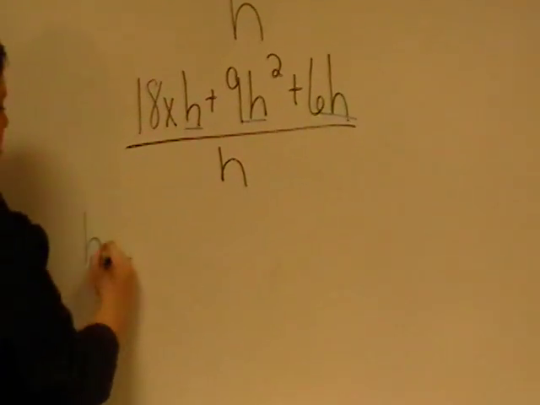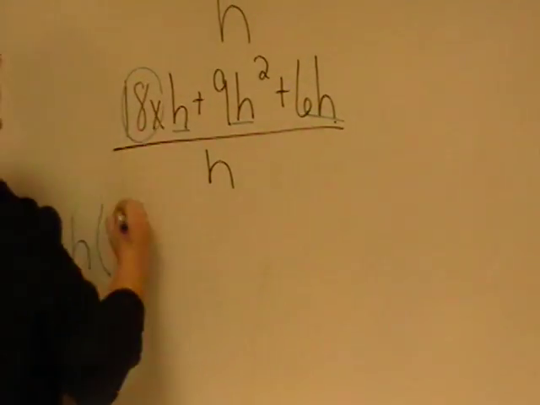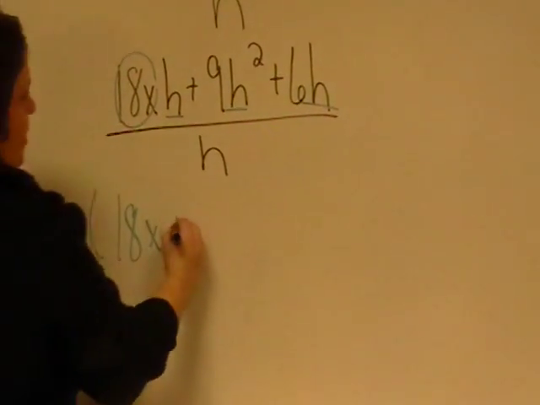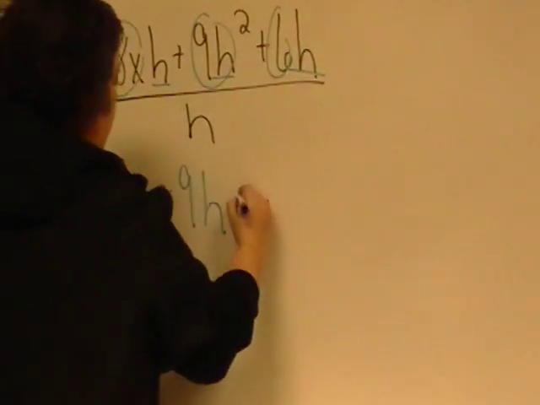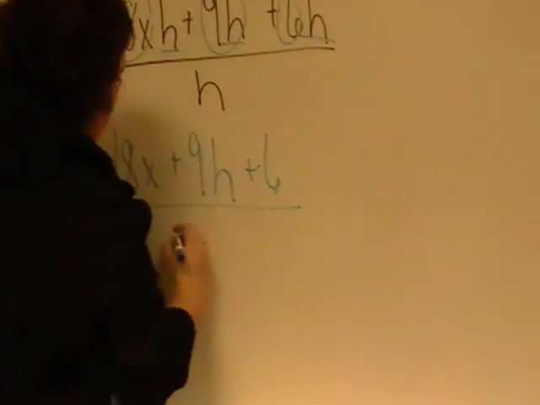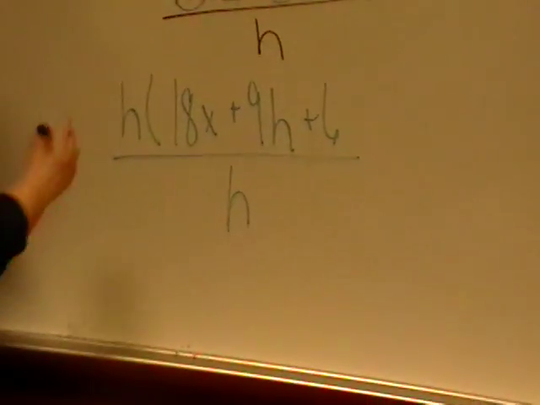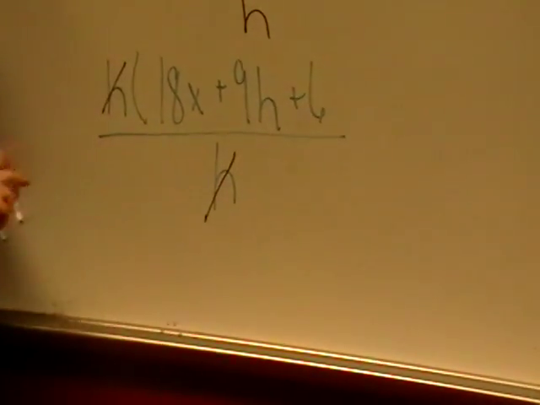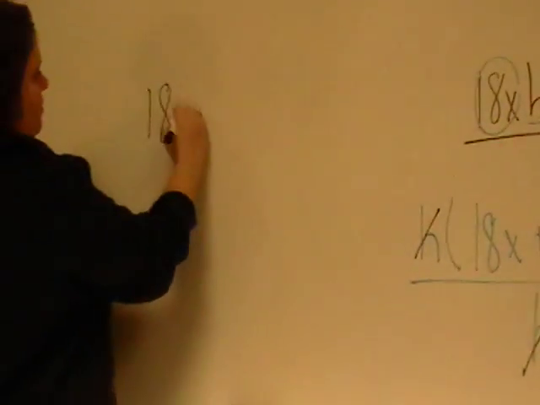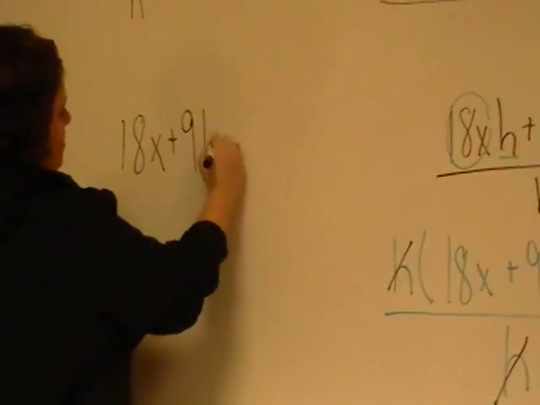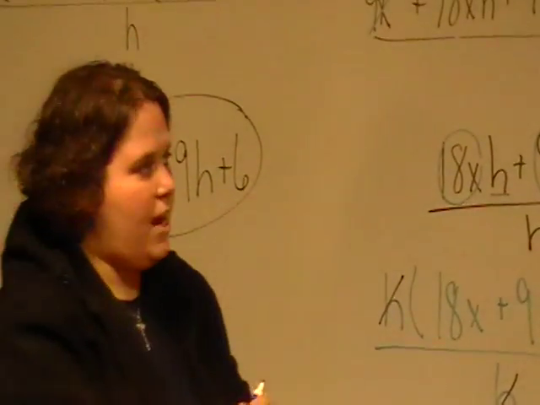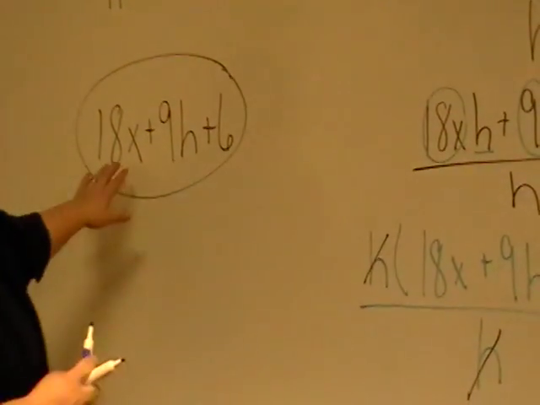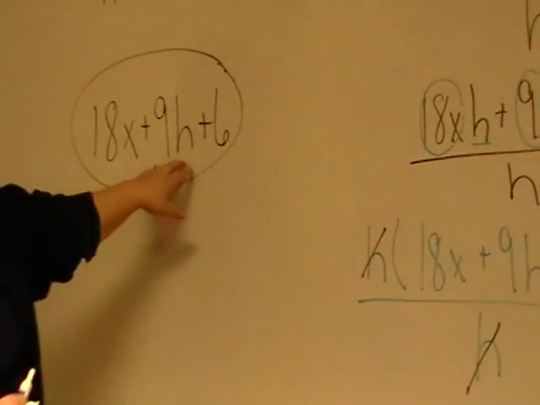So we're going to factor our h. What's left is 18x plus 9h plus 6 all over h. And then we can still cross out our h's because we're dividing. And that leaves us with our answer, 18x plus 9h plus 6 for our final answer. So our final answer to the problem 9x squared plus 6x is 18x plus 9h plus 6.